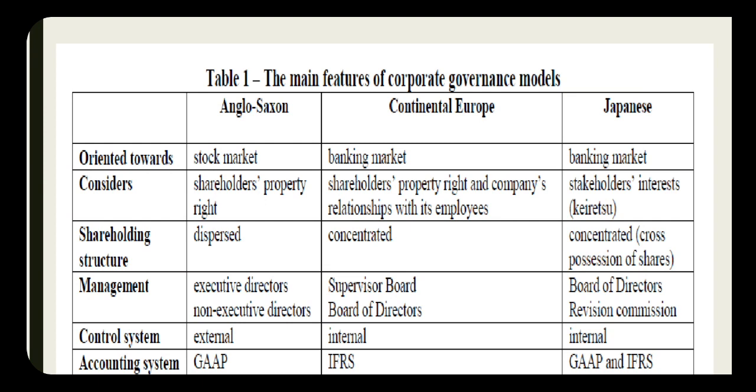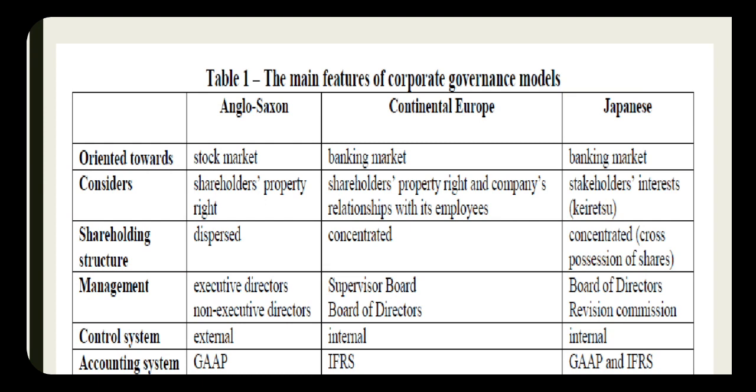So the consideration in the Anglo-Saxon model is shareholders' property rights, and then in Europe, shareholders' property rights and the company's relationship with employees. In Japan, the stakeholders' interests. And then the third point is shareholding structure. In Malaysia or Anglo-Saxon model countries, the shareholding is dispersed. The shares of a business can be owned by anybody, by individuals, by institutions, even by government. But in Europe and Japan, the shareholding is concentrated.